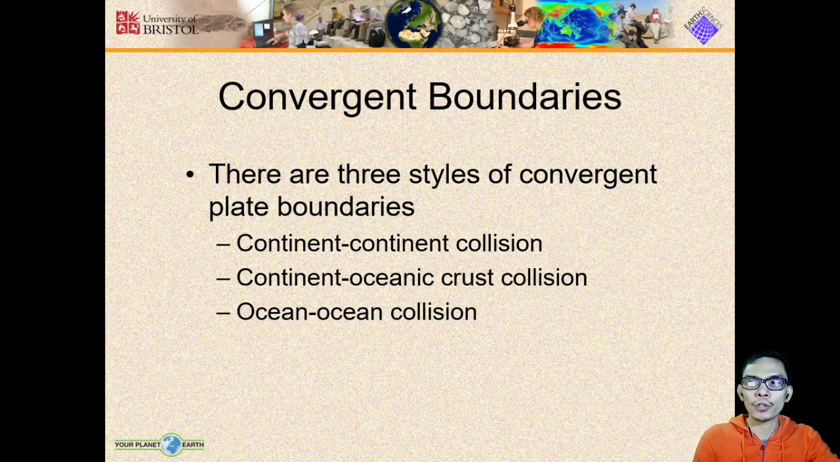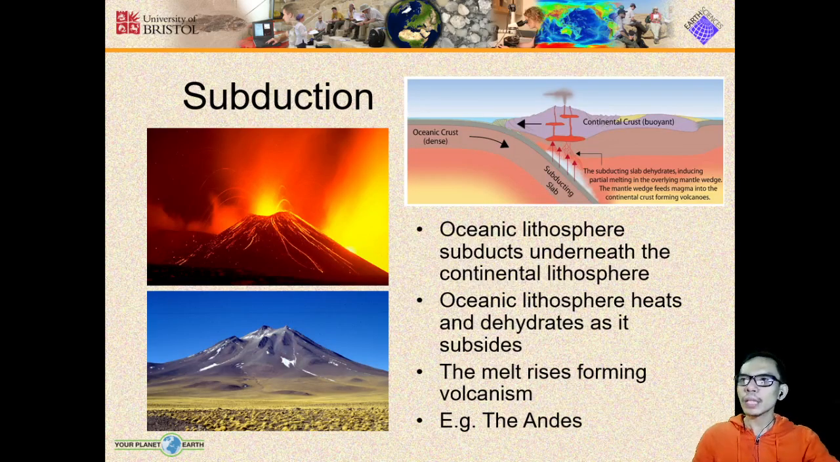And the third one is the ocean to ocean collision. So these three types of collisions under the convergent boundary create different geologic structures. Let's try to find out what those geologic structures are. First, you need to take note that when there is a convergent plate boundary, there are always parts of it called the subduction zone.